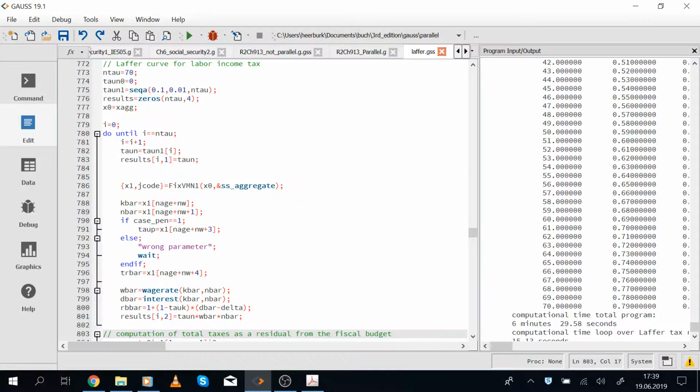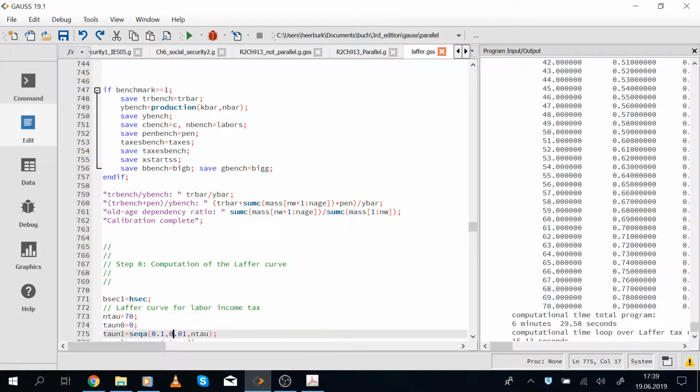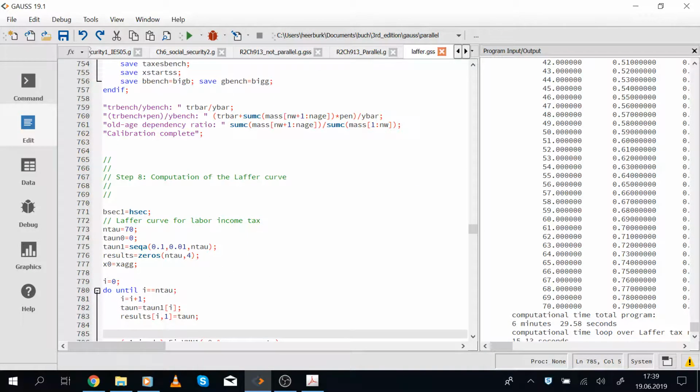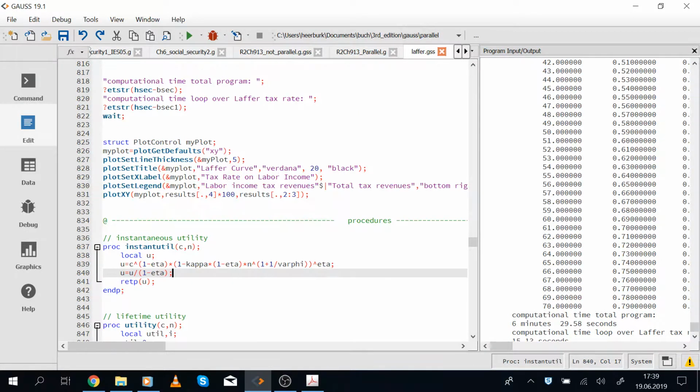And finally, in step 8, we compute the Laffer curve. So we have calibrated beta, we have our benchmark values for government consumption, our benchmark values for government debt. We will keep these constant while we iterate over the equilibrium for different values of tau n, our tax on wage income. And we store these values and finally display the solution as our Laffer curve.